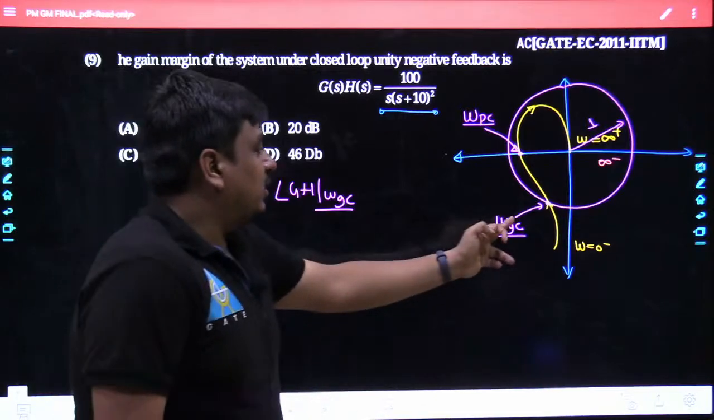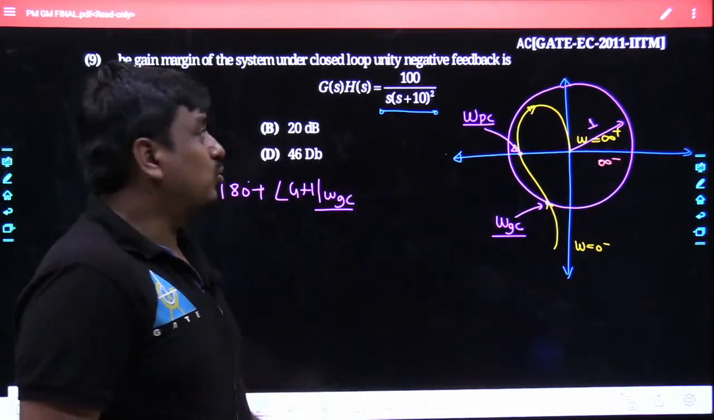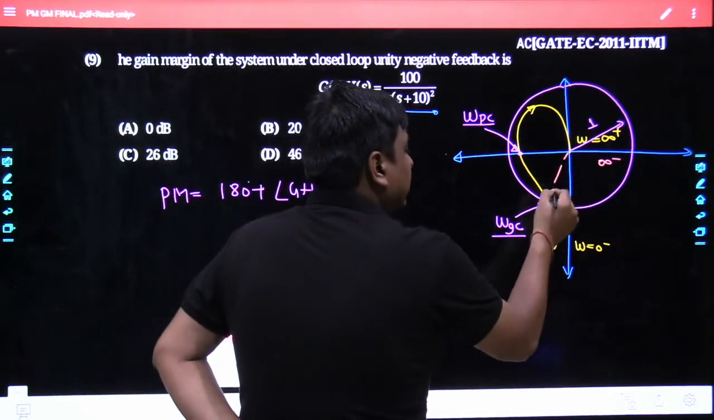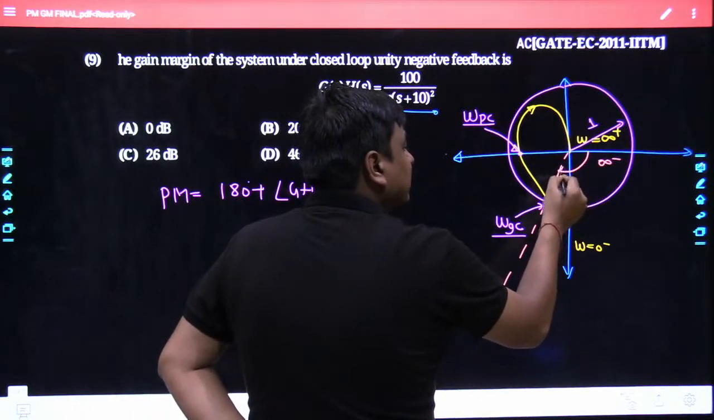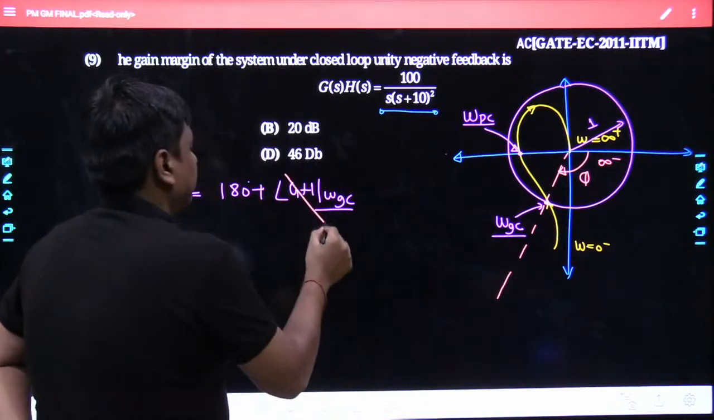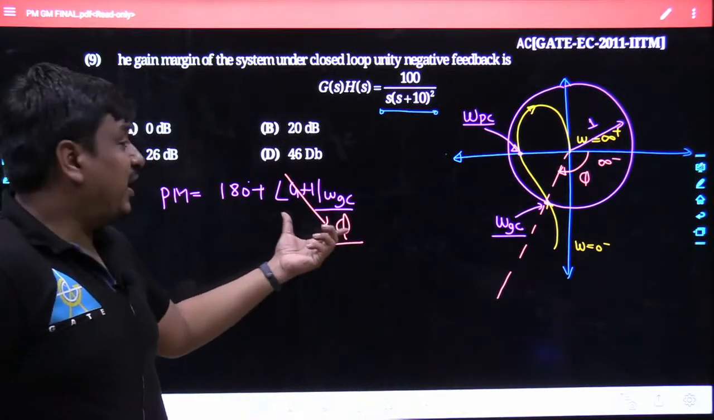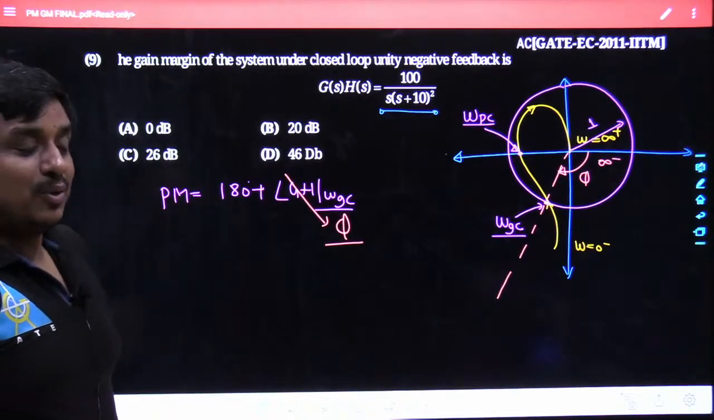You can see very well, you would calculate the angle offered by the system at omega equals omega GC. For that, what would you do? You would just extend the line from here, and that is nothing but the angle offered by the system at omega equals omega GC. For the time being, I can write this as phi. And this data has been fed over here, and you got to know the value of phase margin.